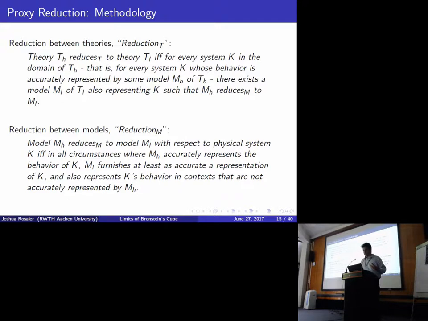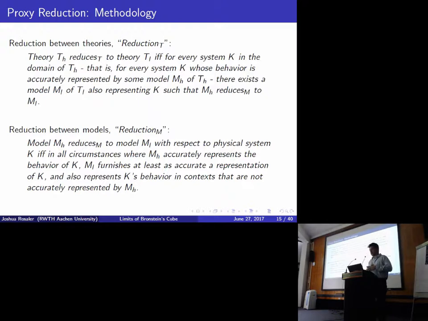Okay, so proxy reduction. This is a development of David's idea of reduction as instantiation. Reduction between theories, which I call reduction sub T, I'll define in terms of a more fundamental concept of reduction, which is a concept of reduction between two models that describe one and the same physical system. So theory T_H reduces sub T to theory T_L if and only if for every system K in the domain of T_H, that is, for every system whose behavior is accurately represented by some model of T_H, there exists a model of the low-level theory that also represents that same system, such that M_H reduces sub M to M_L. So the relationship of reduction between theories relies on a specific notion of reduction between two models that describe the same physical system.